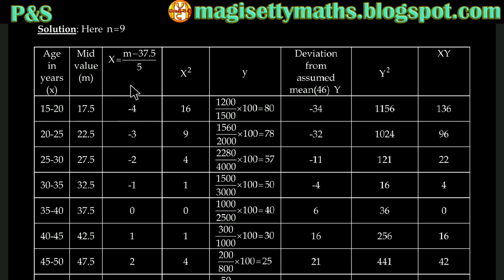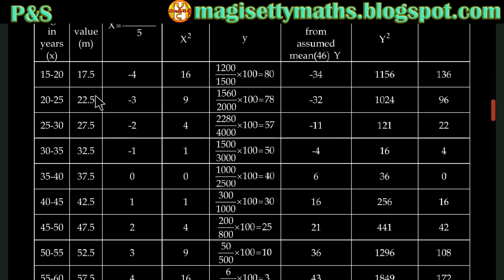Now using the step deviation, evaluating the data, capital X equals m minus 37.5 divided by 5. Here 37.5 is the assumed mean. We take the approximate middle of this series, that is 37.5. This is called the assumed mean, and 5 is the width of the series, or width of the interval.